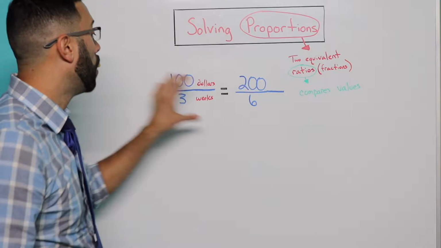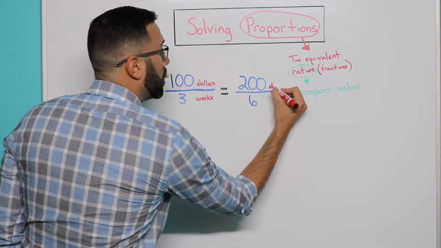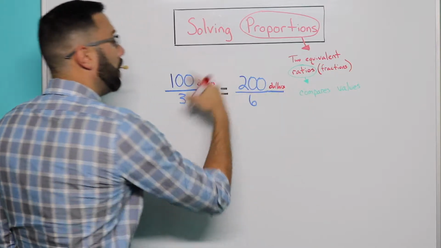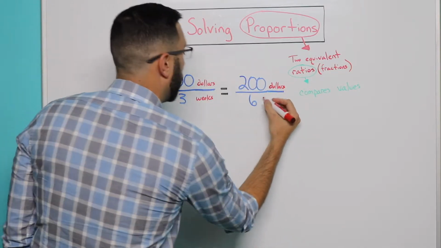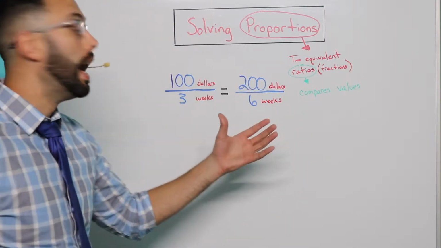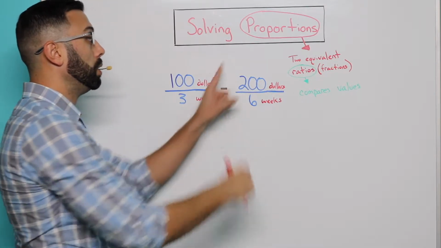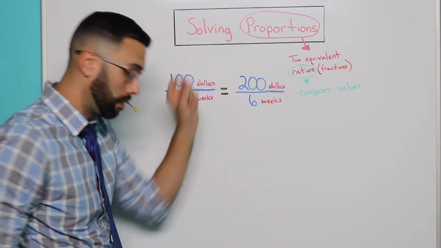Here's my other ratio. Well, they've got to still be equivalent, which means dollars, so I'm going to say $200. Think about it, I just doubled my money, I doubled my weeks right here. So right now, I have two equivalent ratios that are equal, which means it's a proportion.